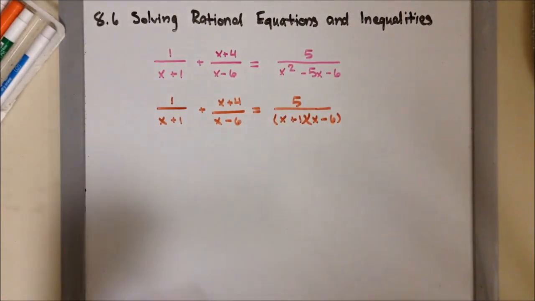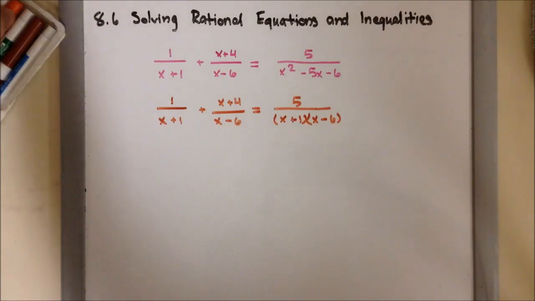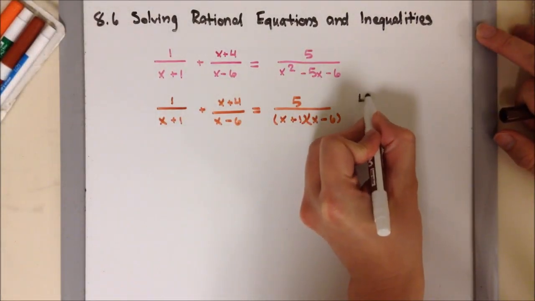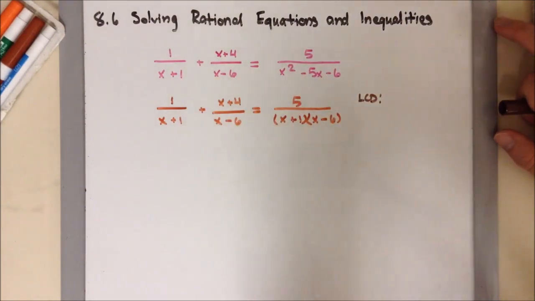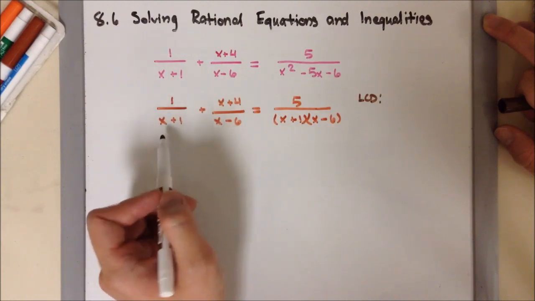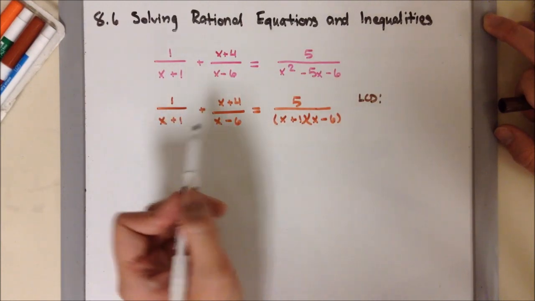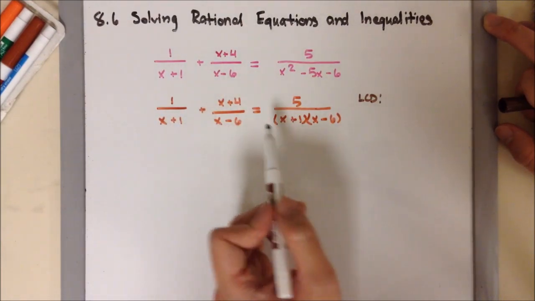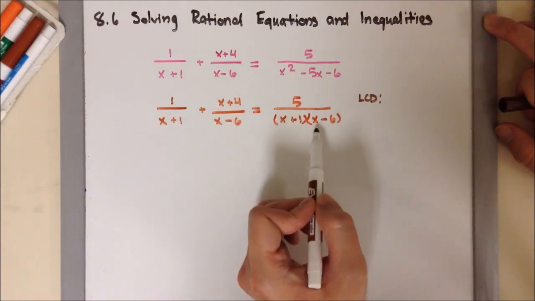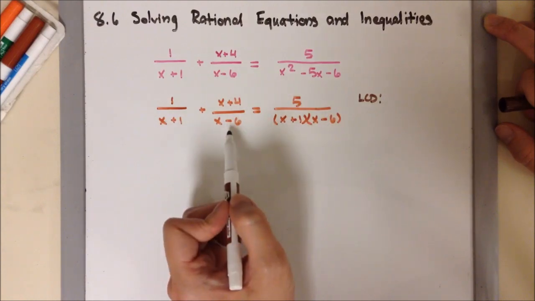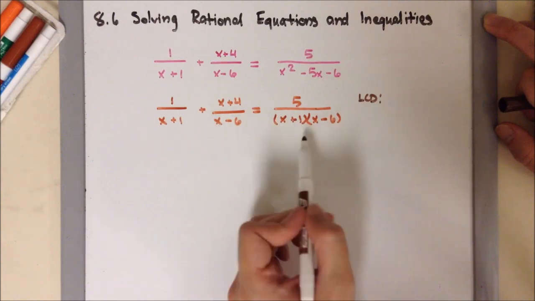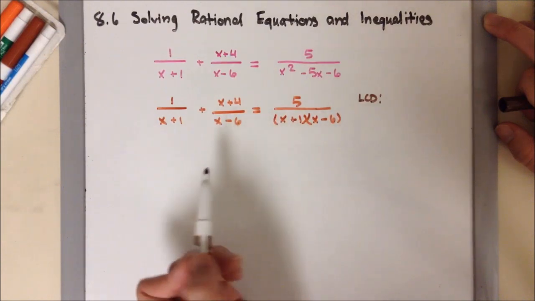Now from there, once I finish factoring, I can start formulating my LCD. So the first two fractions have two different denominators, x plus 1 and x minus 6. But I just noticed in my last fraction that it has the x plus 1 from the first fraction and it has the x minus 6 from the second fraction.